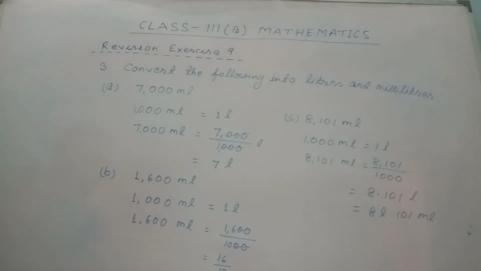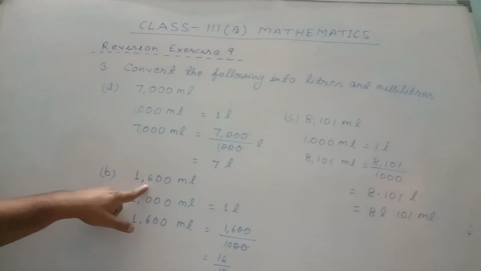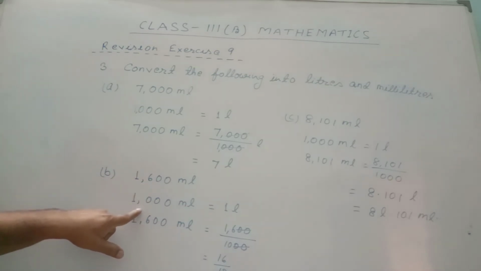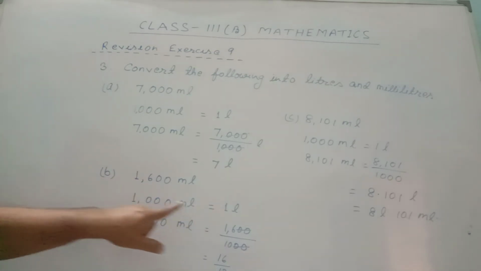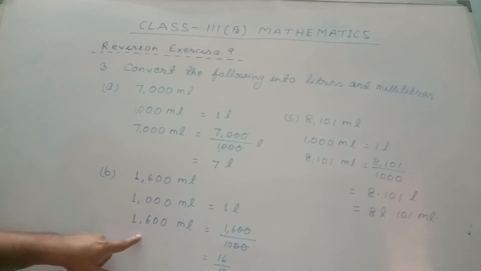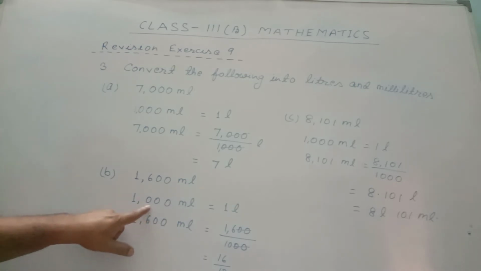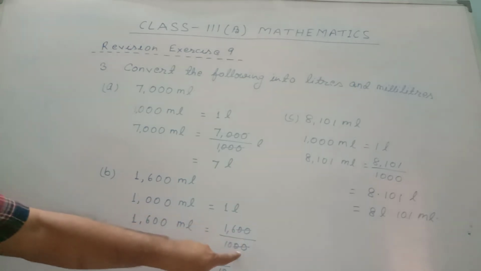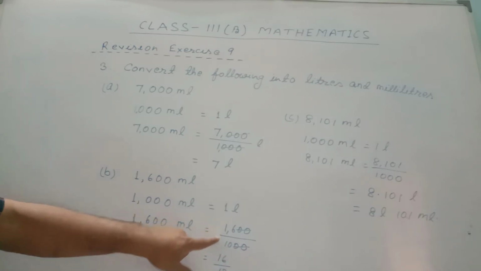Now question number B. This is 1600 milliliter. We are asked to change this into liter and milliliter both. We wrote 1000 milliliter equal to 1 liter. Therefore 1600 milliliter equal to 1600 by 1000. So this 00 and 00 cancelled. You have 16 by 10.